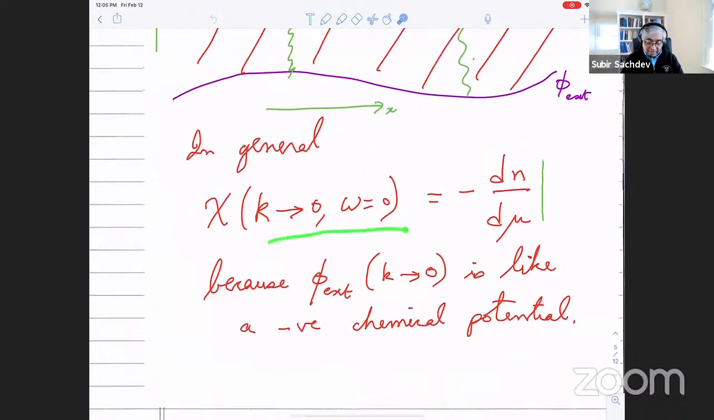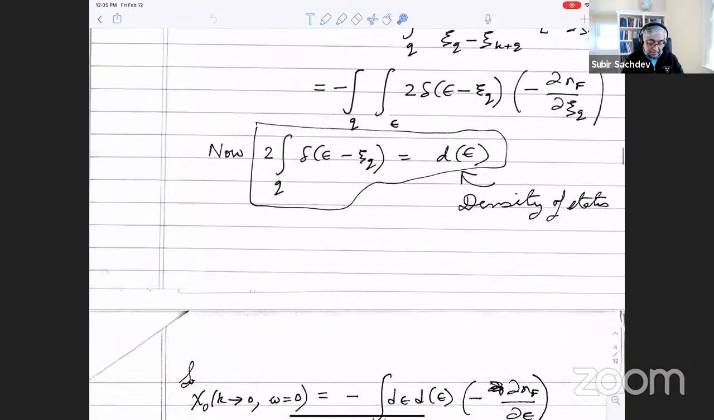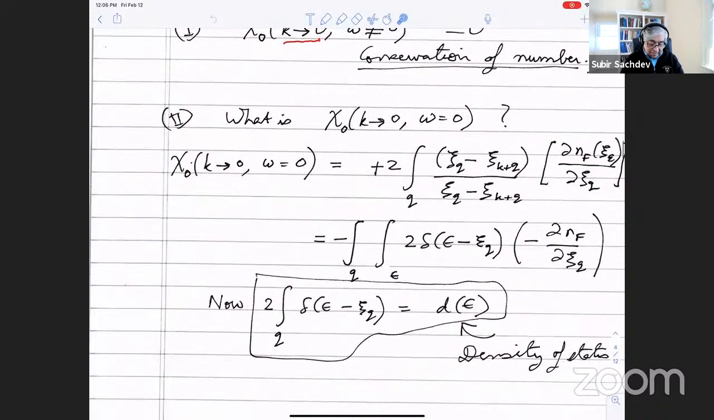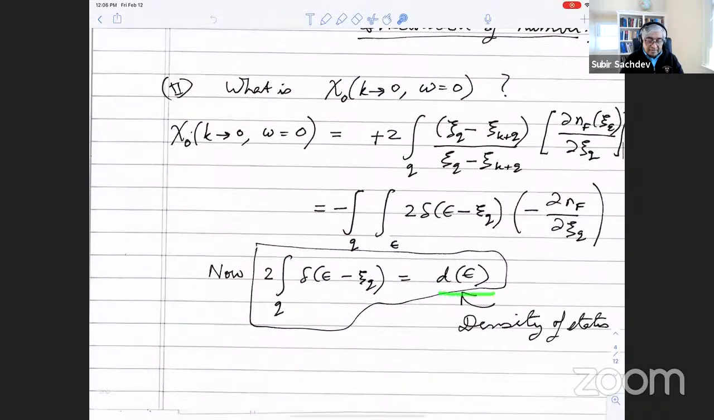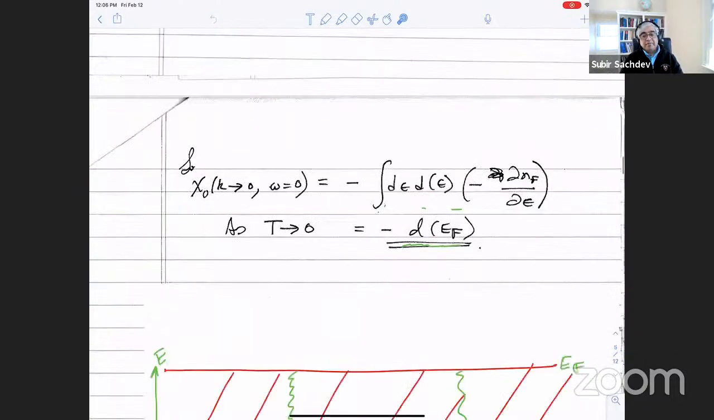This is actually a very general result for any interacting system. And for the free electron gas, if you compute this limit, we get an answer which is just the density of states at zero temperature. So this system is compressible. It's a compressible quantum liquid. That is, you just change the chemical potential a little bit and the density changes.